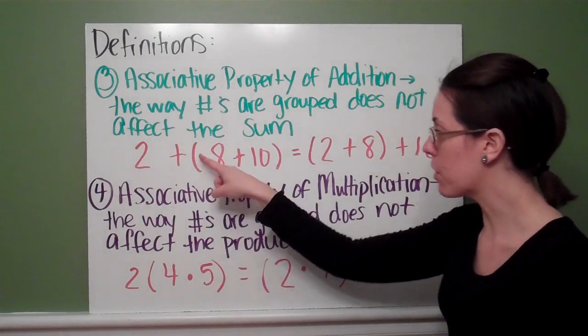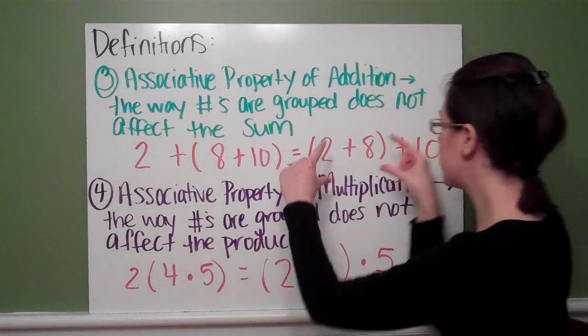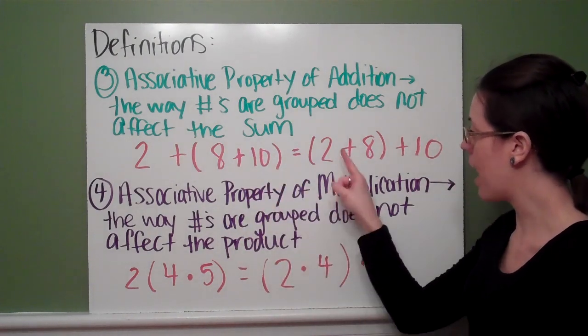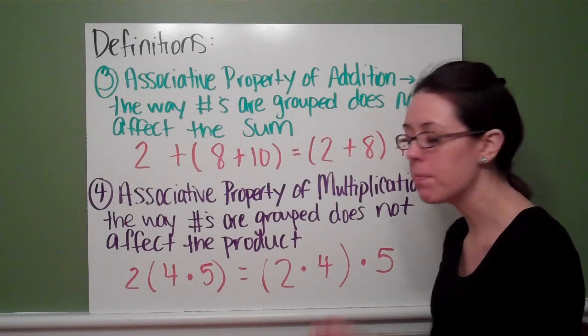See here, the numbers are in the same order, however they are grouped differently. Here you have 8 plus 10, here you have 2 plus 8. You can group numbers in any order.